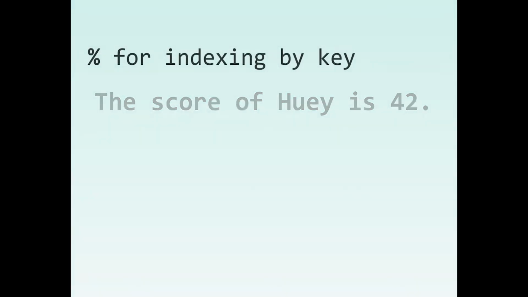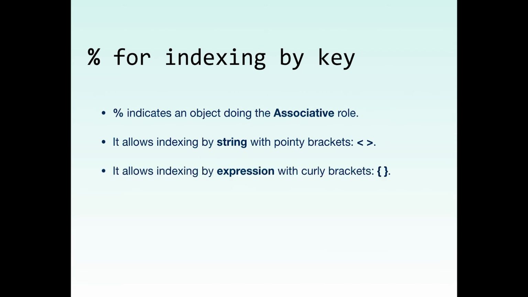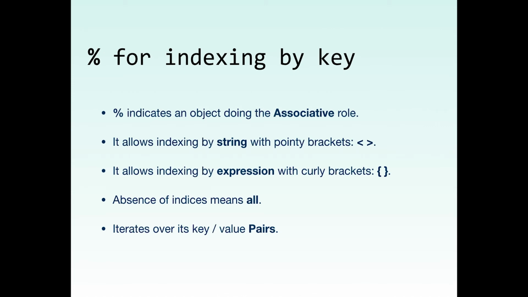So percent is for indexing by key. It indicates an object using the associative role. It allows indexing by string with pointy brackets. It allows indexing by expression with curly brackets. If you don't specify any indices, it means the whole thing. And if you iterate over it, you get the pairs of which the hash exists. So this is about the hasher.